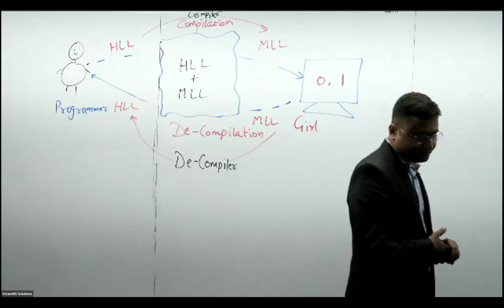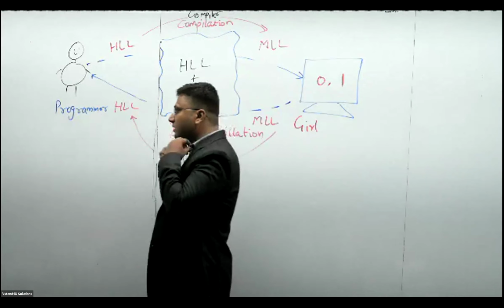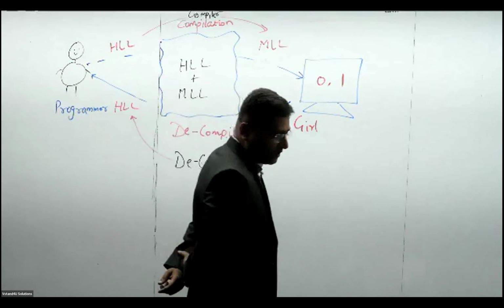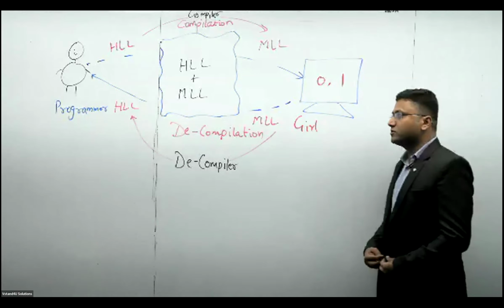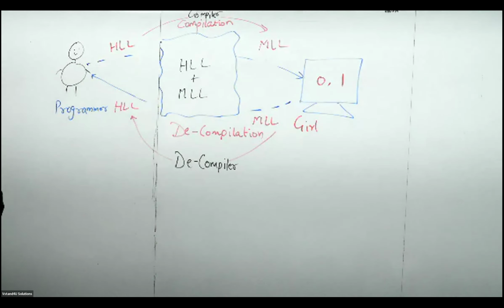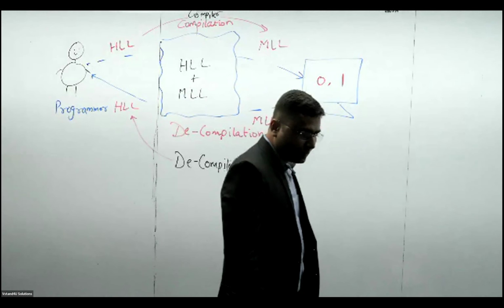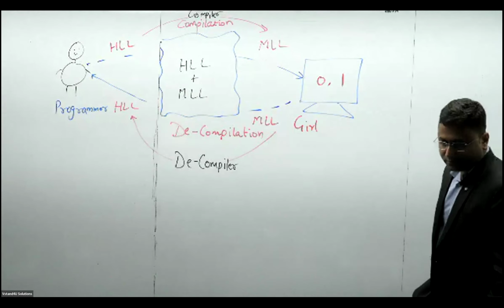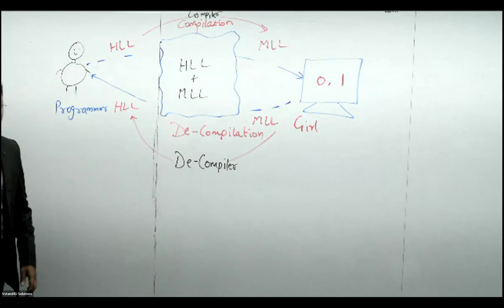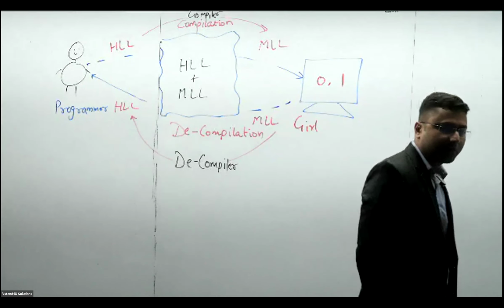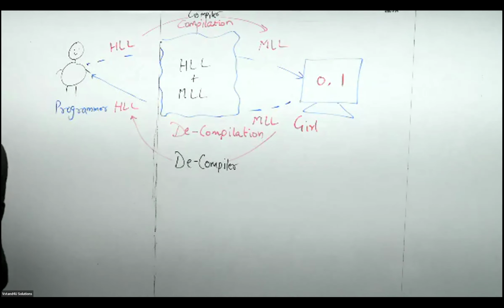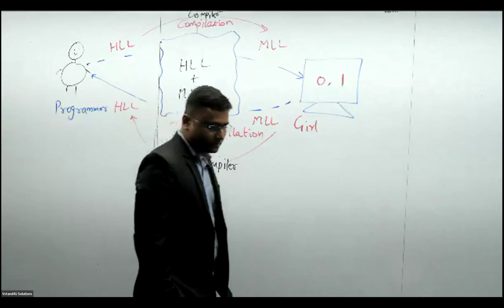Machine level language: a combination of zeros and ones, which differs from one platform to another. Done? Am I clear? So, moving forward.